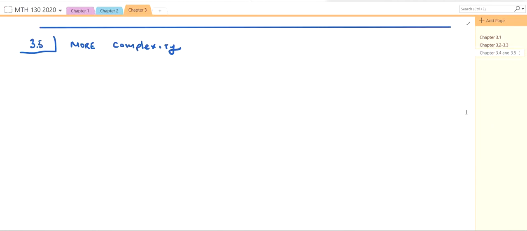Okay, section 3.5, we do the same thing, but we're using a little more complexity. 3x minus 2 minus 2x equals 5 plus 2x minus 2x. So suppose I have these two polynomials, and there's an equation. One side equals the other side. And so I want to solve for x.